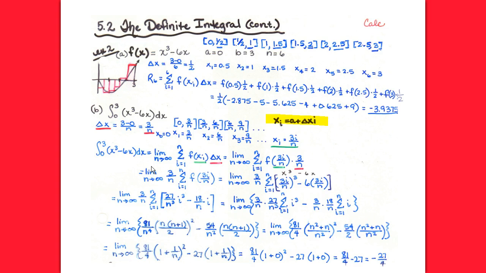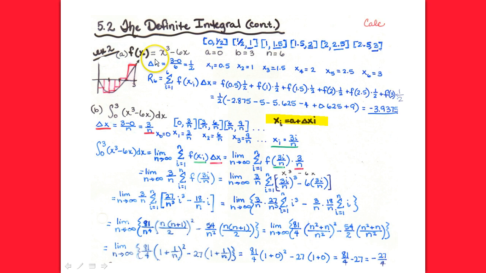All right, for example number 2, it asks us to evaluate the Riemann sum for f of x is equal to x cubed minus 6x, taking the sample points to be the right-hand endpoints, a equals 0, b equals 3, and n equals 6. And we'll come back to the b part in just a second. Now that a part is actually a review of things that we have already done.